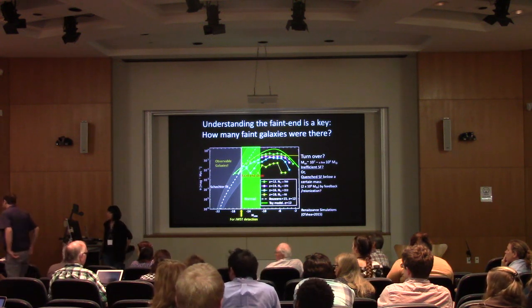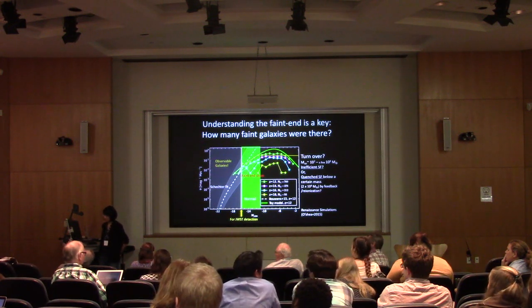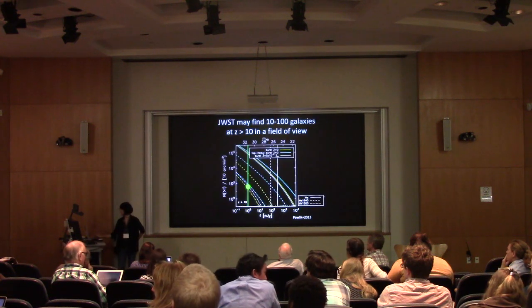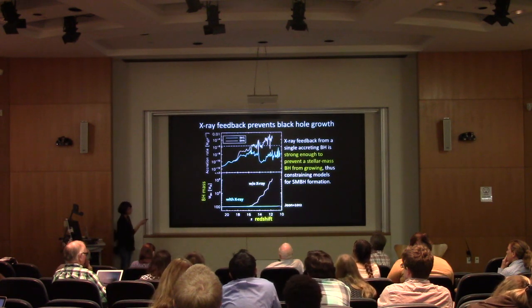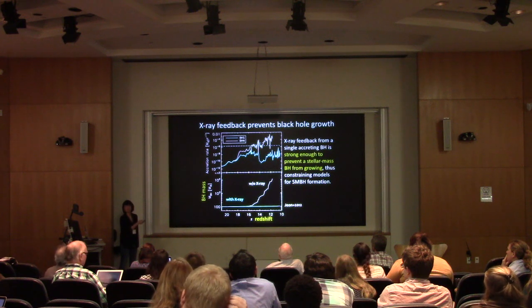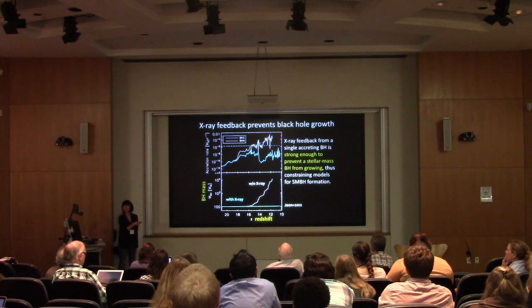So when you simulate the black hole accretion at high redshift, what's the typical Eddington ratio? Okay, Eddington ratios I have plotted here. I didn't explain the top panel, but that is the accretion rate, and that is the Eddington limit. So with the X-ray feedback, it is much lower than the Eddington limit.